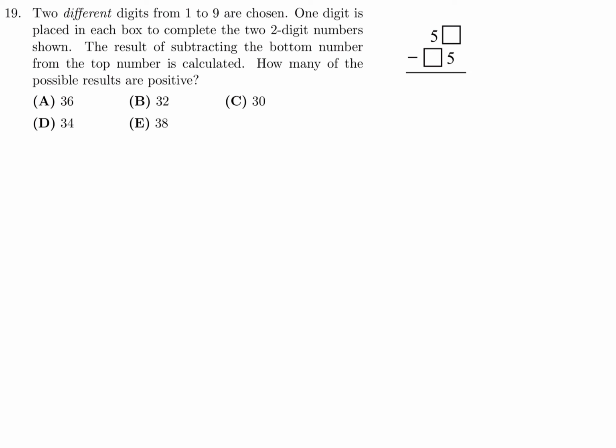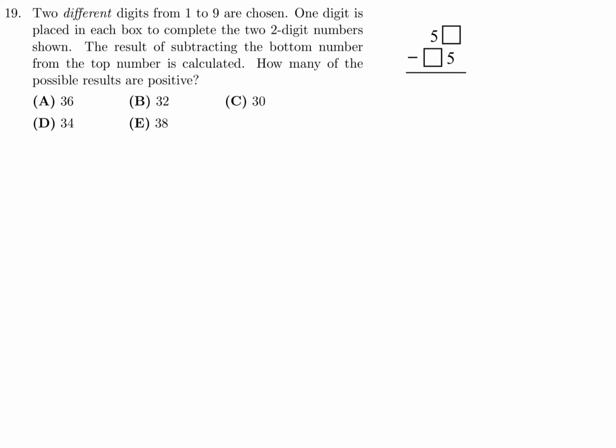Two different digits from 1 to 9 are chosen. One digit is placed in each box to complete the two-digit numbers shown. The result of subtracting the bottom number from the top number is calculated. How many of the possible results are positive? Okay.